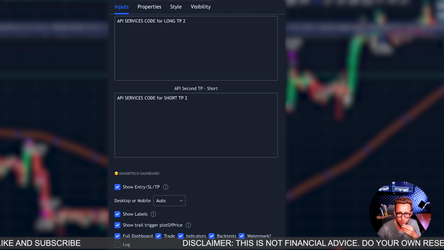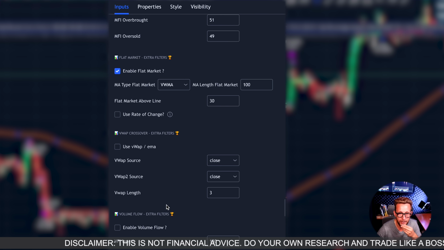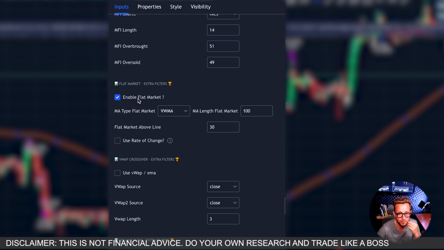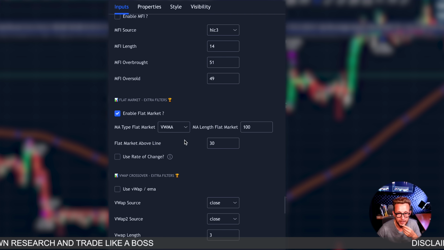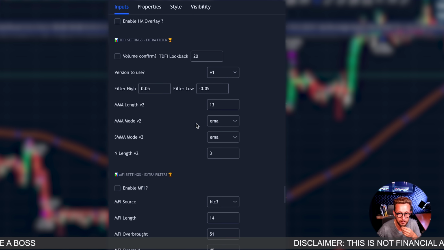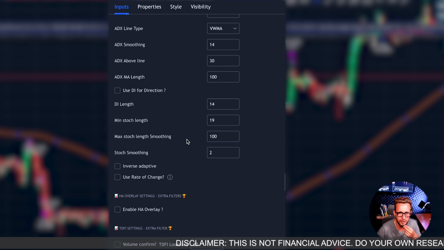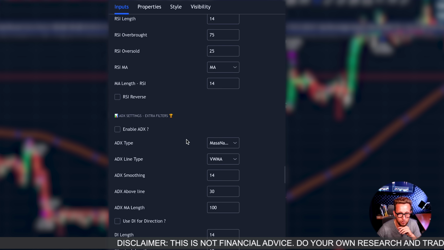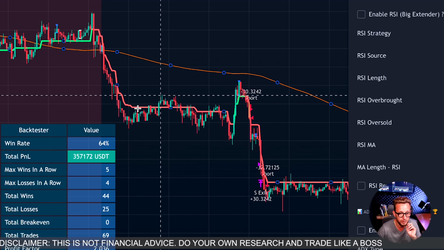If I scroll all the way down to the bottom here very quickly, you'll be able to see that I haven't actually turned on any confluence except for the flat market. Now that's another indicator that I created, which is using the volume weighted moving average, and it's on a length of 100. That gives us the confluence we need to actually improve on this trading strategy and give it the results I'd like. As I said earlier, we haven't got the ADX. The ADX is not turned on. This is about the second or third strategy, but we do have the range filter, which is this red and green line just here.